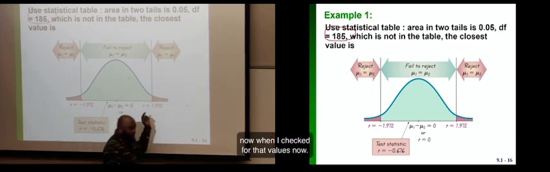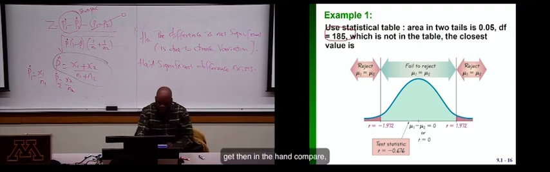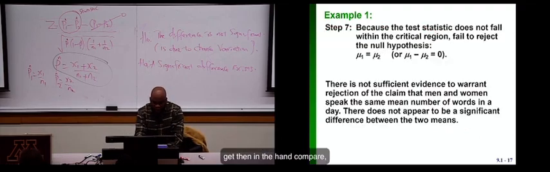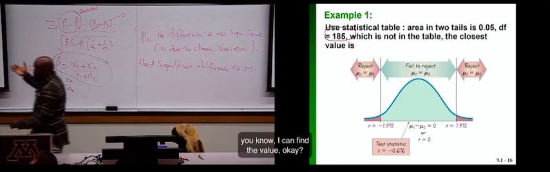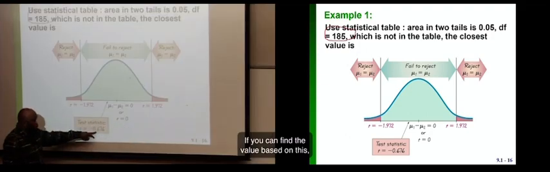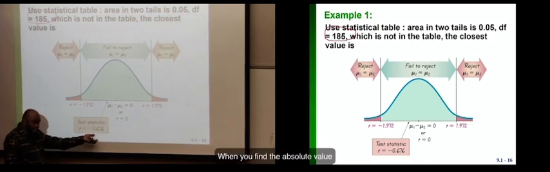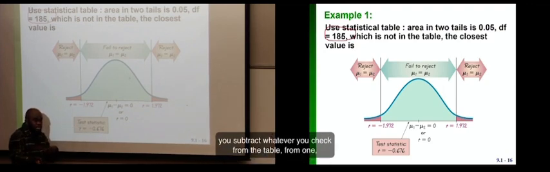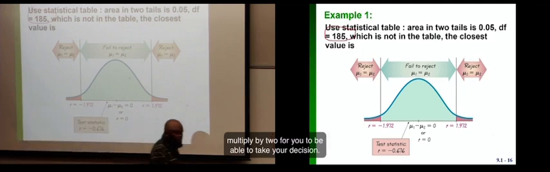Now, when I check for those values, that's what I'm going to get. Then in the end, in comparing, I can find the p-value. If you want to find the p-value based on this, don't forget to find the absolute value. When you find the absolute value and you get a p-value for that, whatever you check from the table, subtract from 1 and multiply by 2 for you to be able to take your decision.